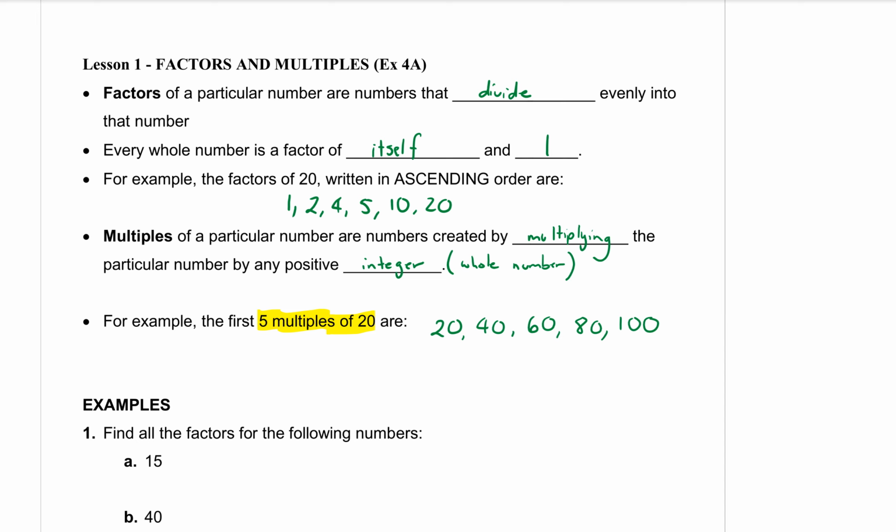Does it have to be like times 2? Like, can it be like times 3? Yeah, if it was multiples of 3, it would be like 3 times tables, yes.